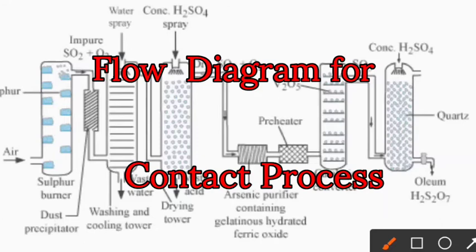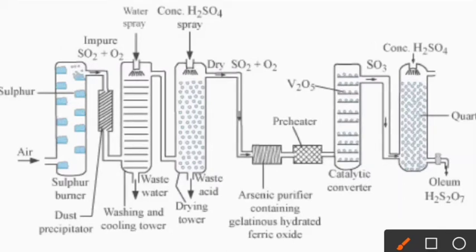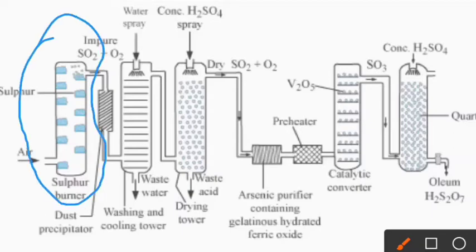This diagram indicates preparation of sulfuric acid by contact process. That means it indicates the plant construction of contact process. So, in this process, the first unit is called the sulfur burner.